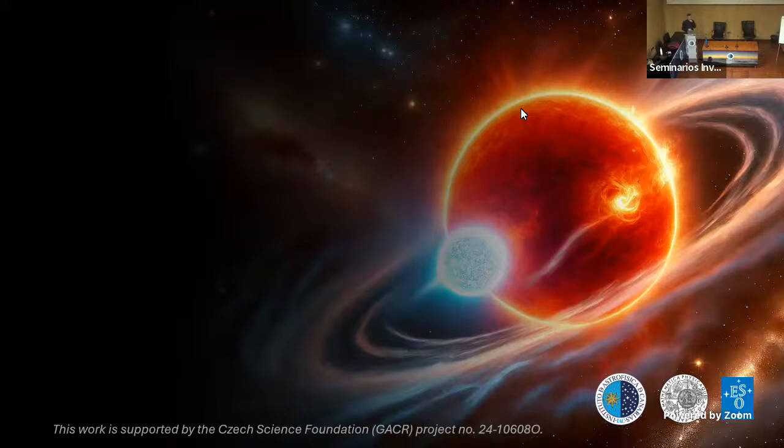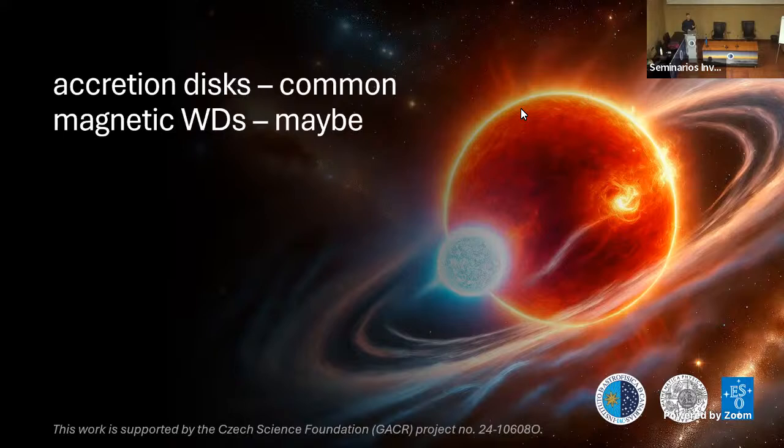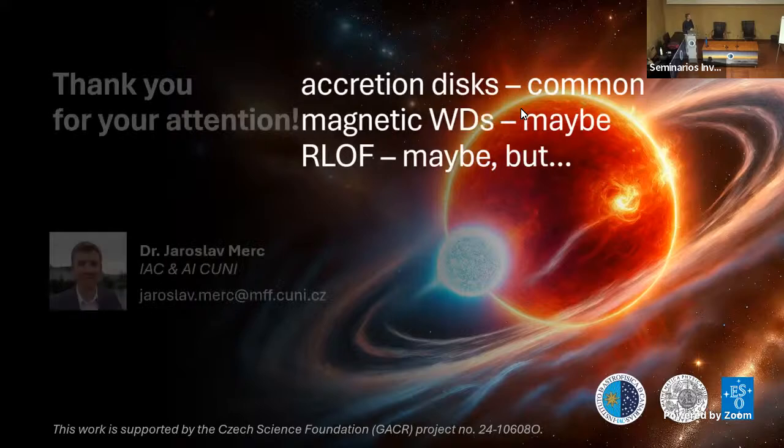So I will just sum up in three points. Accretion disks, common. Magnetic white dwarfs, maybe, maybe not. Roche lobe overflow, maybe, but we have a lot of problems. So this is something to study observationally and theoretically as well. And with that, I will end.